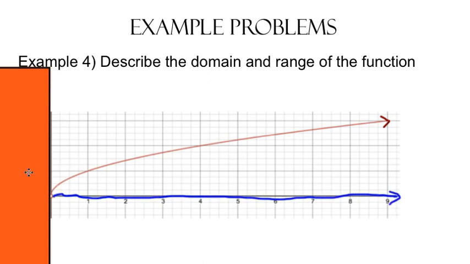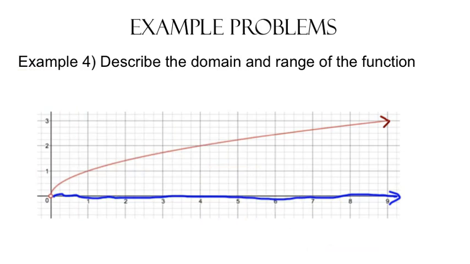So let's get this guy out of the way and come back, pen, come back. So our domain, this is an open circle right here. So our domain is everything where x is greater than 0, and it goes on forever.